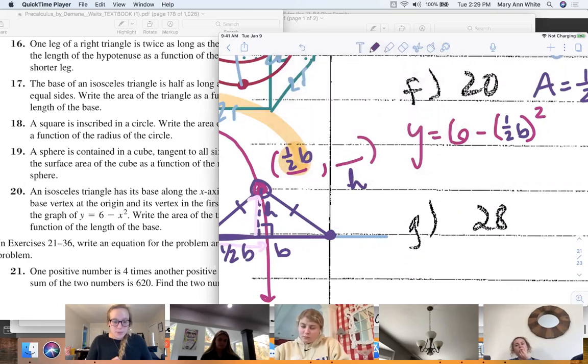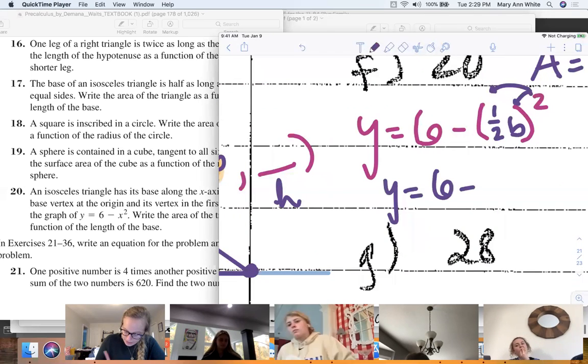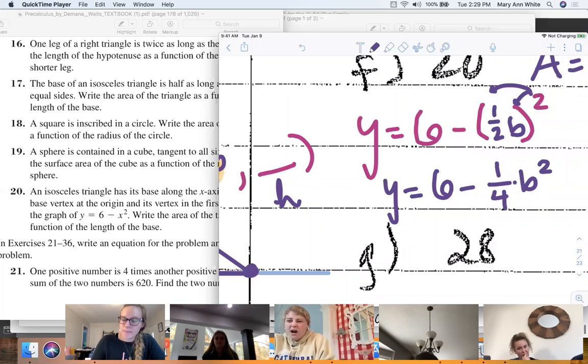I'm going to do some algebra to solve. So that's going to be a phrase I say a lot today. I'm going to do algebra. That just means I'm simplifying, I'm distributing, I'm squaring, I'm adding, I'm combining like terms, whatever I need to do. So if I distribute that in, I get y equals 6 minus, well, 1/2 squared is 1/4, and then b squared is b squared. Since the 1/4 is being multiplied by that b squared, I technically can't do anything.